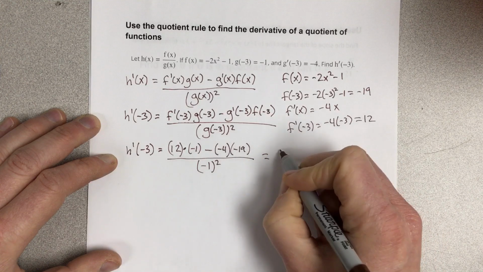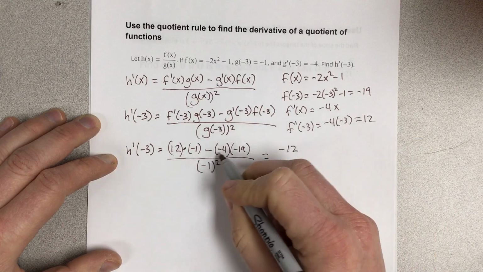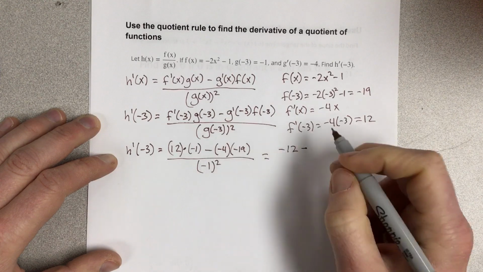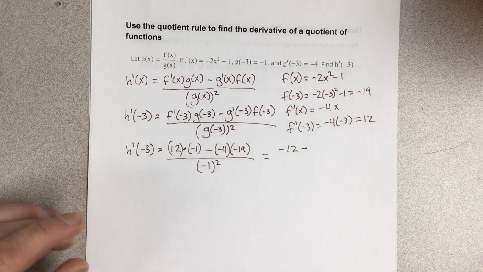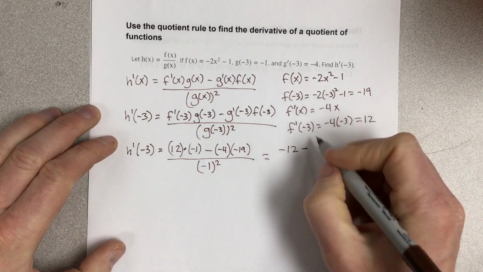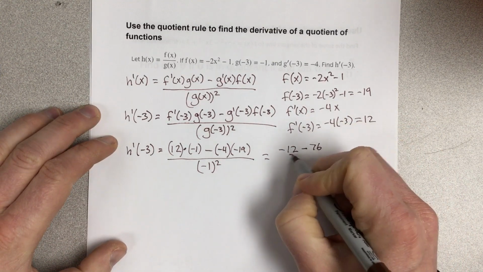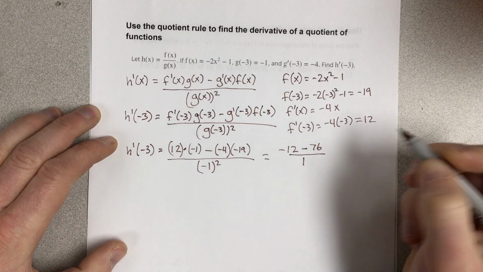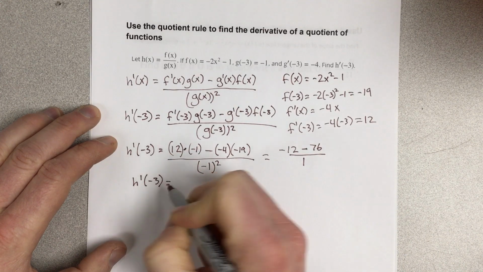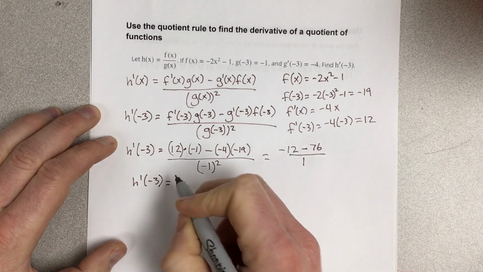So that'll give you negative 12. This will be 3 negatives being multiplied, so that's really just subtracting. And 4 times 19, that's going to be 76. So I have minus 76 over, that'd just be 1. So h prime of negative 3 is equal to, if I subtract those, negative 88.